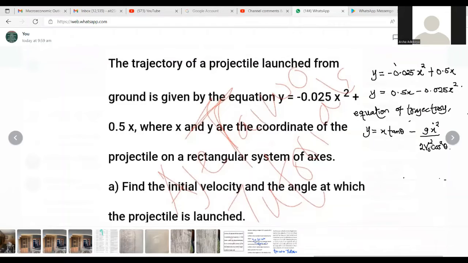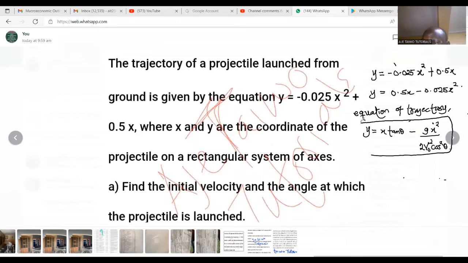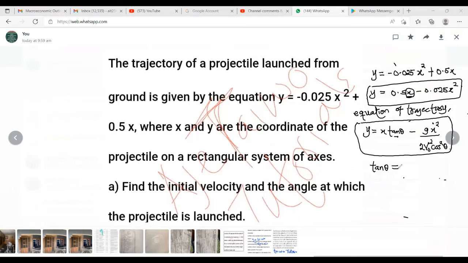Okay, tell me. If you compare this equation with what they gave to us, it means anything that stands with x is your tan theta. Am I correct? Yes, sir. That means tan theta equals 0.5. Is that correct now? Yes, sir.